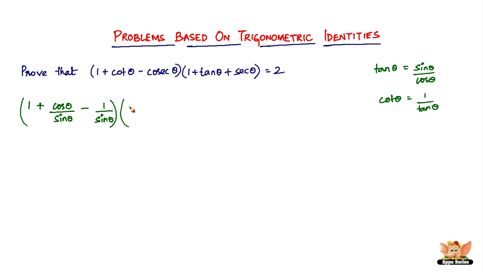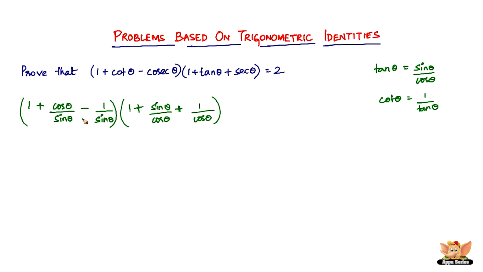In the next part you write 1 as it is, and then you write tan in terms of sin and cos, so sin θ by cos θ, and then sec θ is nothing but 1 by cos θ, right? Cosec is 1 by sin, so sec is 1 by cos. So this is what we have, the left hand side. Now just work these things out inside, take the LCM and all those things.